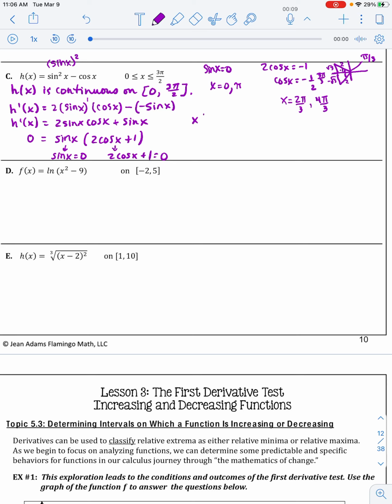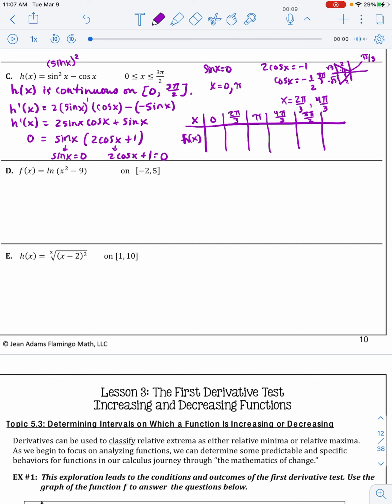So on our candidates test, see if I can fit them all on here. We've got x equals 0, which actually is an endpoint. And then the next one would be 2 pi over 3, and then pi, and then 4 pi over 3, and then 3 pi over 2. Okay, and so, or this would actually be h.